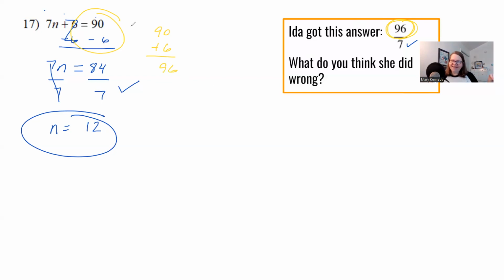All right. So error analysis can be very challenging. Don't let it get you down. It's not easy, but one good strategy is to just solve it yourself and see if you can find the difference from there.